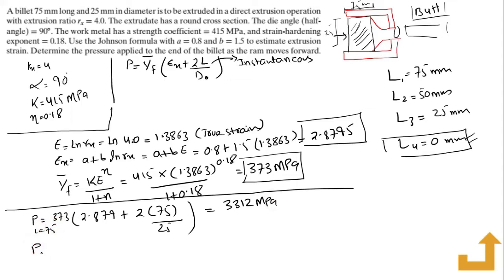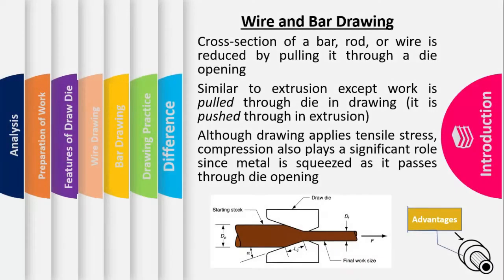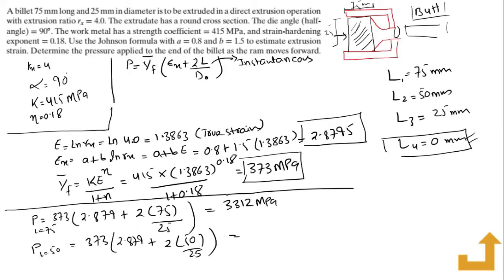You can again find out at L equals, let's say, 50. So it would again be equal to 373 into 2.879 plus 2 into 50 by 25. So it would be equal to 2566 megapascals. This is how we can calculate the pressure along the whole extrusion process.